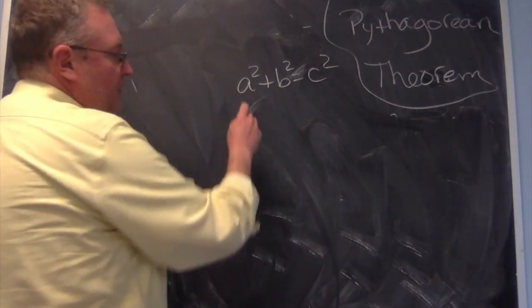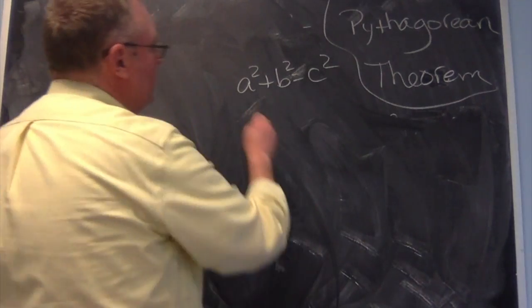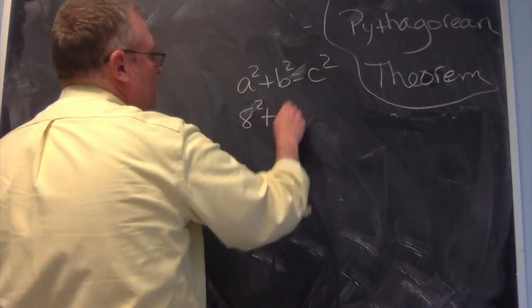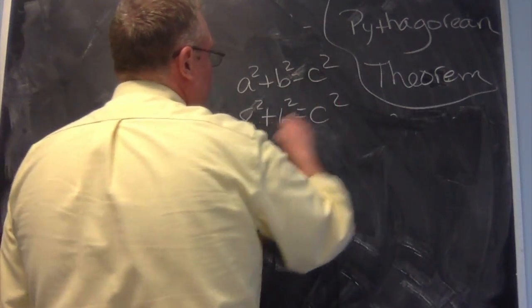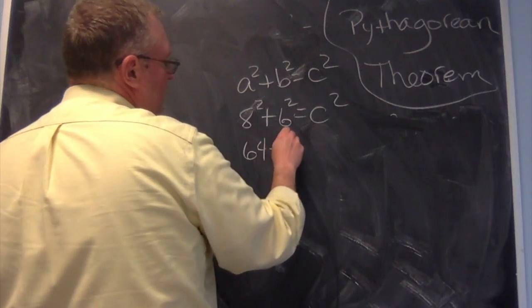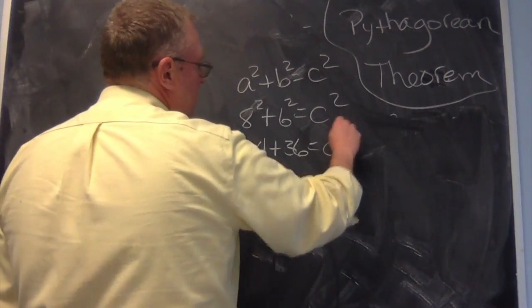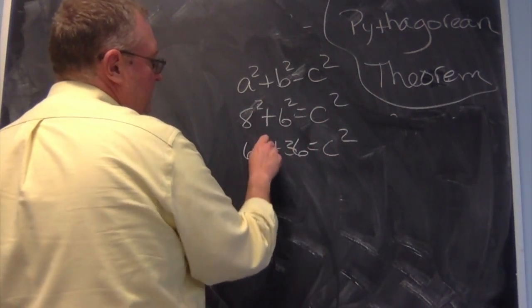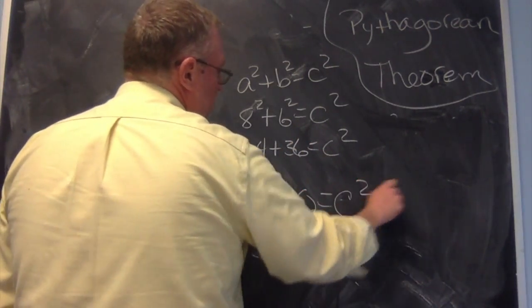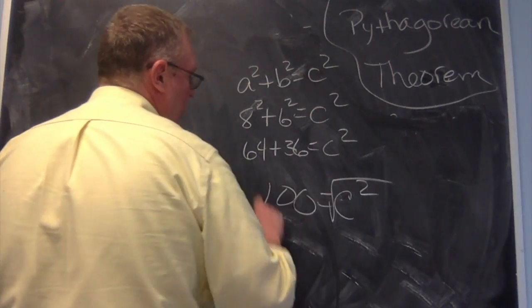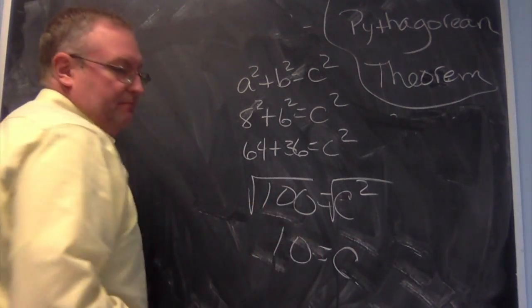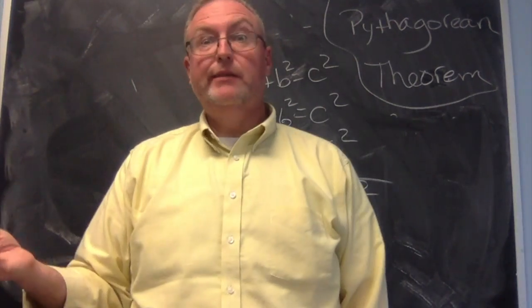So for number 1, a is 8 squared plus b is 6 squared equals c squared. 8 squared is 64. 6 squared is 36 equals c squared. 64 plus 36: 6 plus 4 is 10, so it's 100. So c squared is 100. Then you find the square root of that. c equals the square root of 100, which is 10. So 10 is the answer.